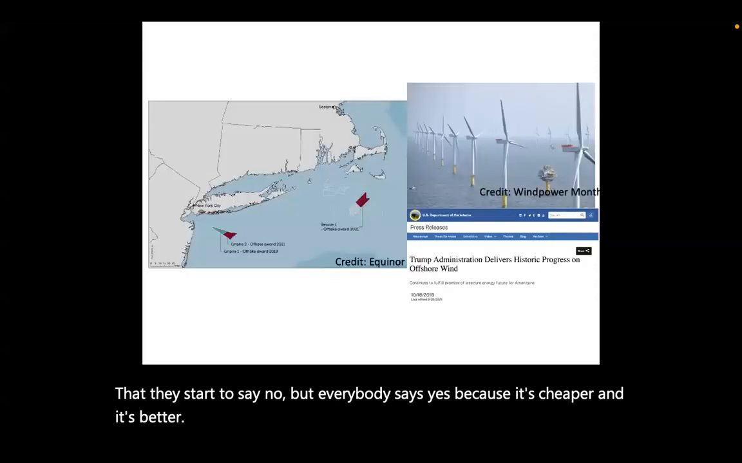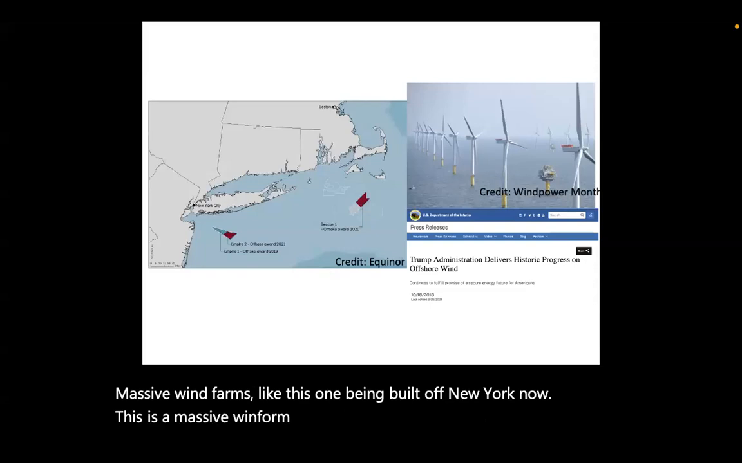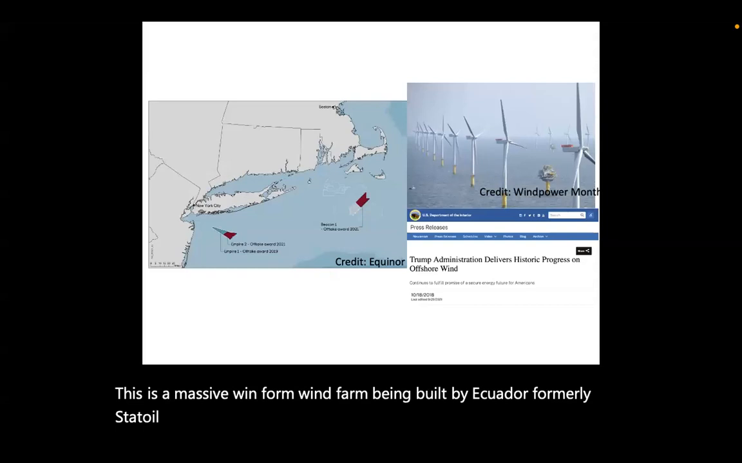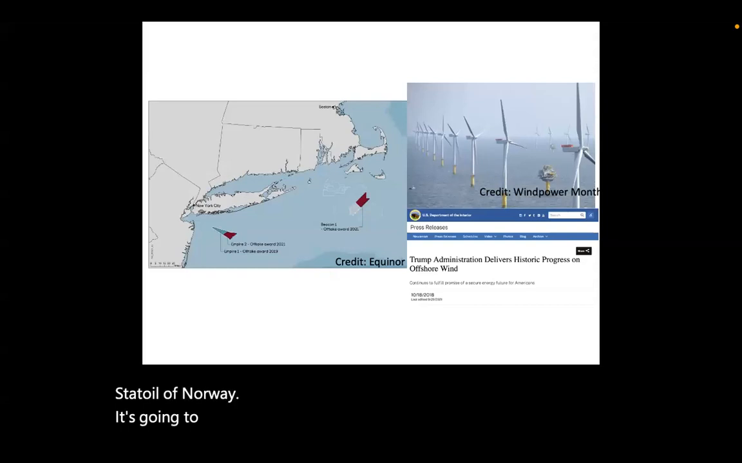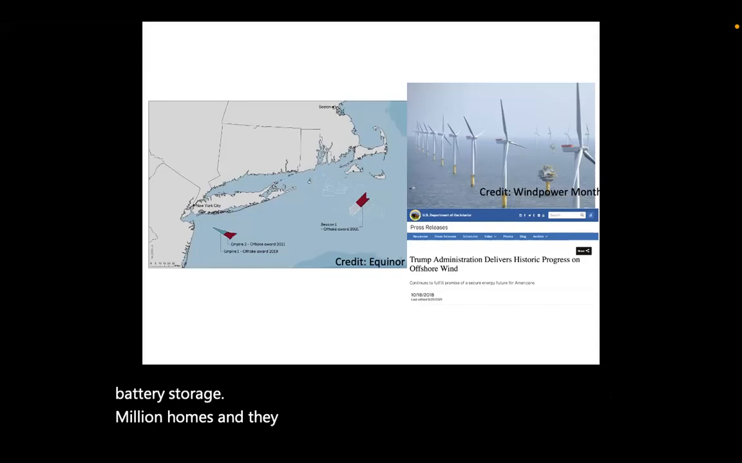We see massive wind farms like this one being built off New York now. This is a massive wind farm being built by Equinor, formerly Statoil of Norway. It's going to provide 1 million homes with power 24/7, 365 when coupled with battery storage. 1 million homes. And they just float in the ocean like rubber duckies, right?